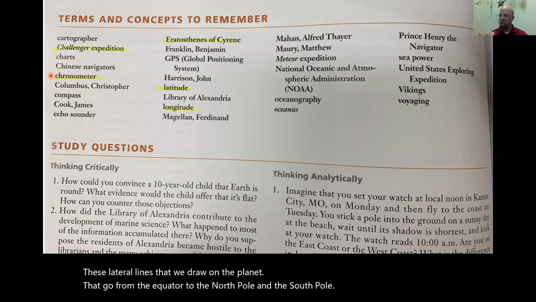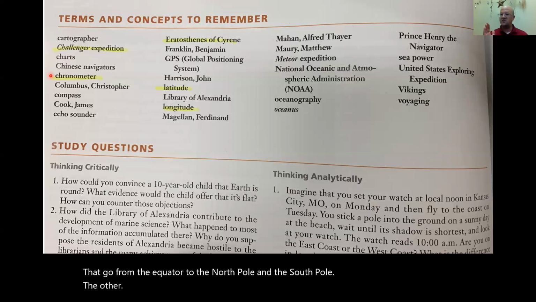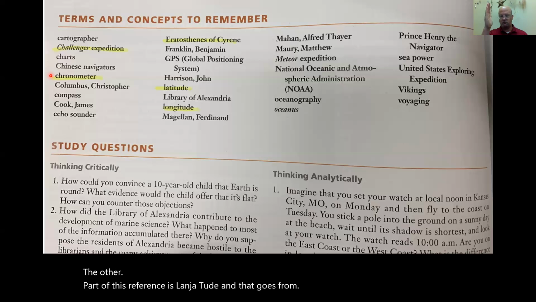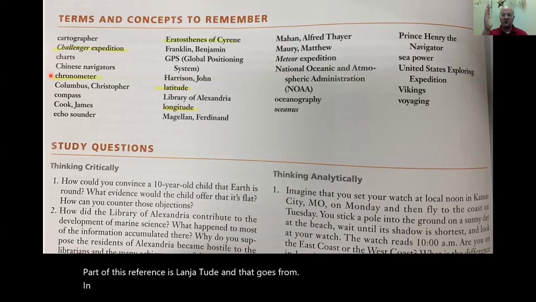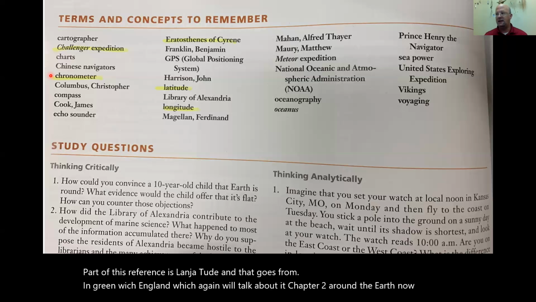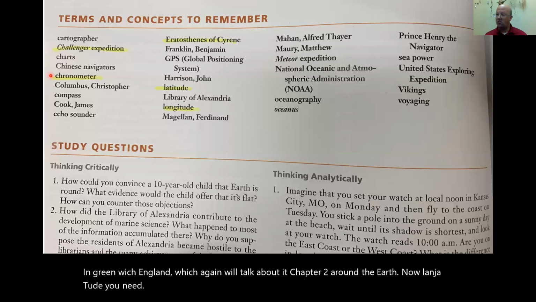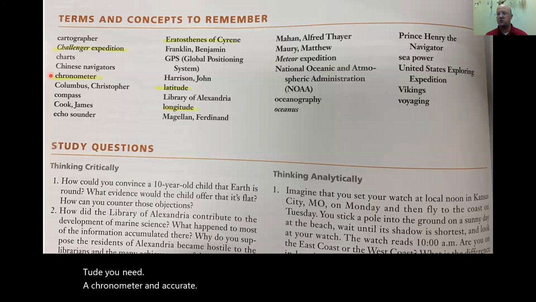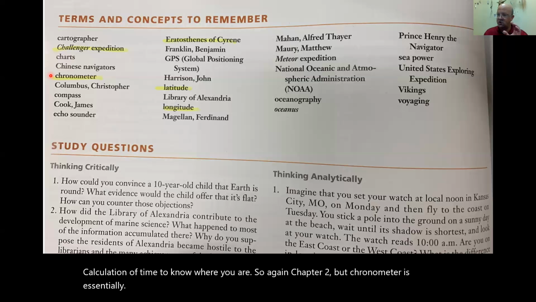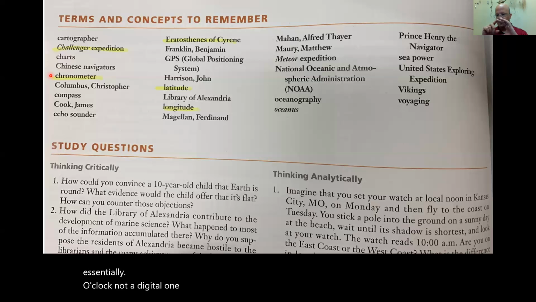The other part of this reference is longitude, and that goes from Greenwich, England, which again we'll talk about in chapter 2, around the Earth. Now longitude, you need a chronometer, an accurate calculation of time to know where you are. So again, chapter 2, but chronometer is essentially a clock, not a digital one, but like with a minute hand and an hour hand. The next one is Christopher Columbus.